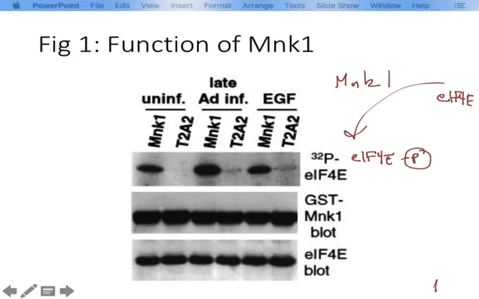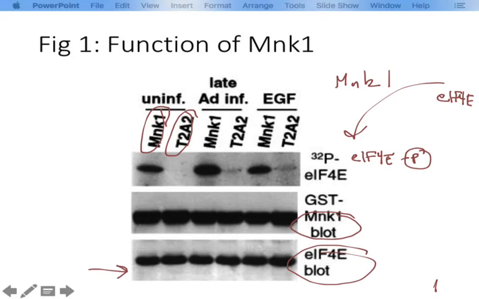So that's what they're showing here. This is not a Western blot, but it does use gel electrophoresis to separate proteins. And this is an in vitro experiment. In other words, it's not being done in cells. They're doing this experiment just in a test tube where they've added purified MINC1, EIF4E, and there's 2 flavors of MINC1. There's the original or this T2A2.